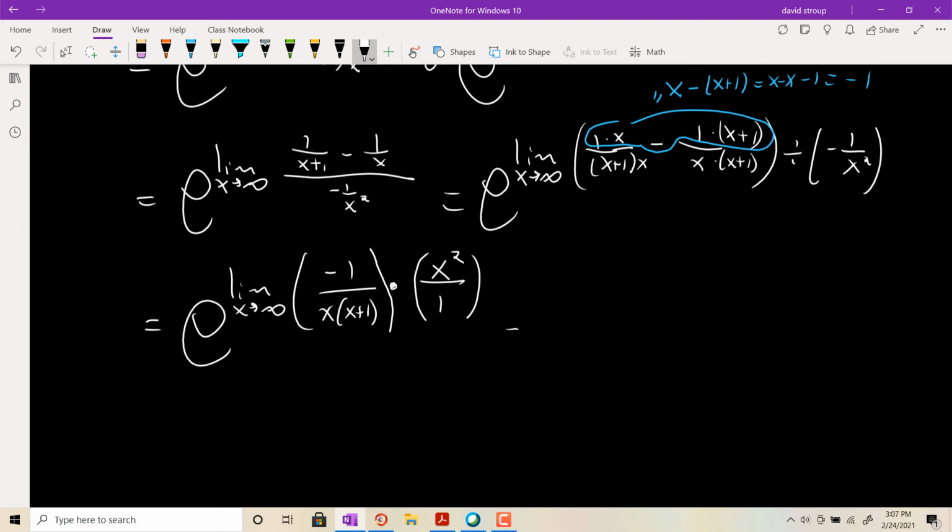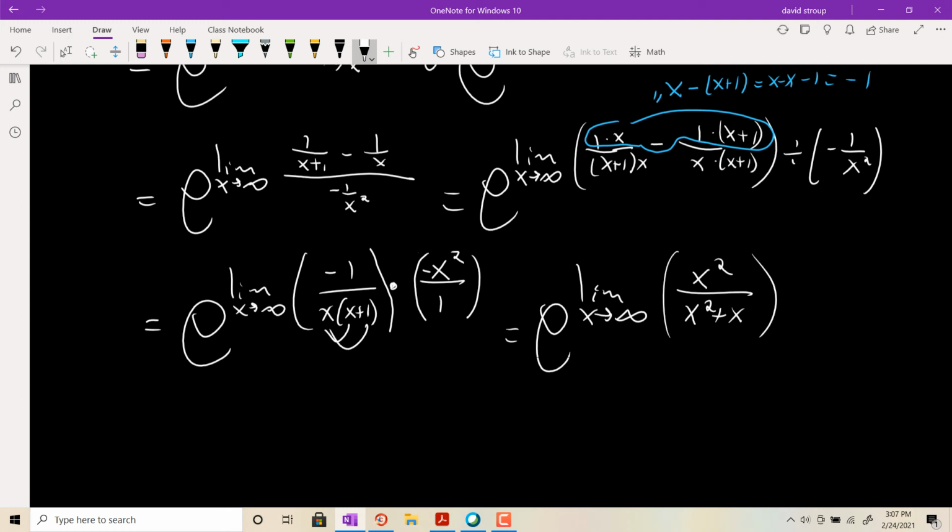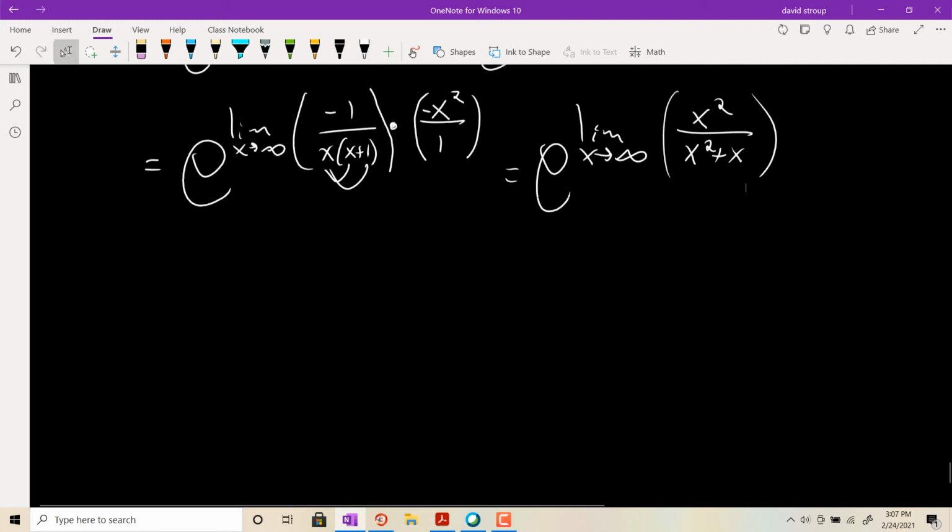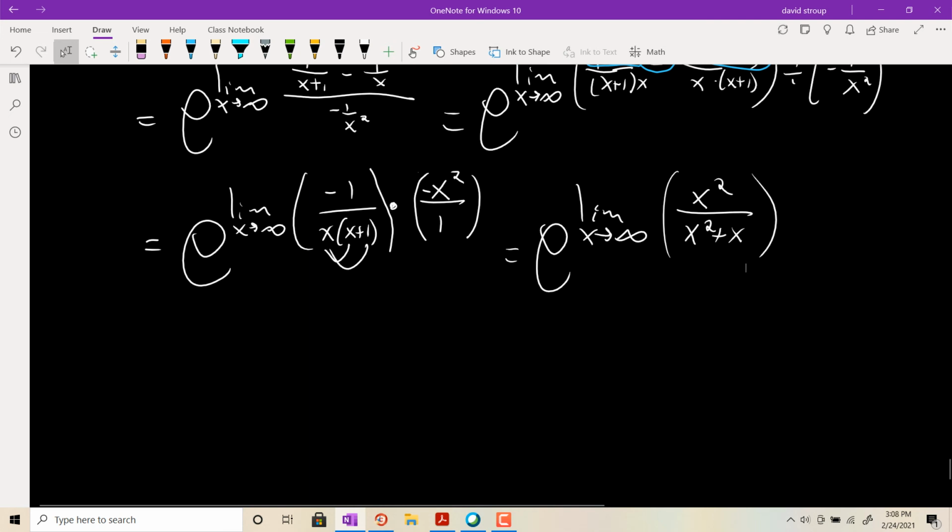Okay. So you get e to the limit as x goes to infinity of negative, and this should have been negative, so negative times negative is positive. That will clear up. And I'm left with x squared all over x squared plus x when you distribute this. That thing is infinity over infinity. So you can do L'Hopital's again, or you can just remember what I said about taking limits of polynomials.